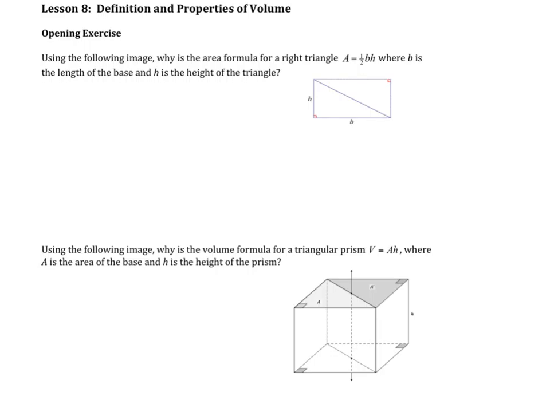In this opening exercise, we're using the following image to answer why the area formula for a right triangle is A equals 1/2 base times height, where B is the length of the base and H is the height of the triangle. The right triangle may be rotated about the midpoint of the hypotenuse so that two triangles together form a rectangle. The area of the rectangle is base times height. Since we have two congruent right triangles together that have area base times height, one right triangle is 1/2 of that. So it's 1/2 base times height.